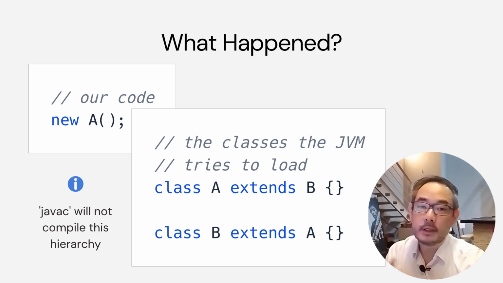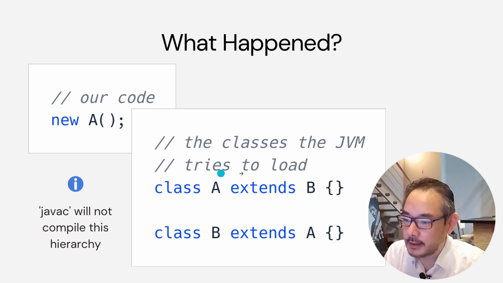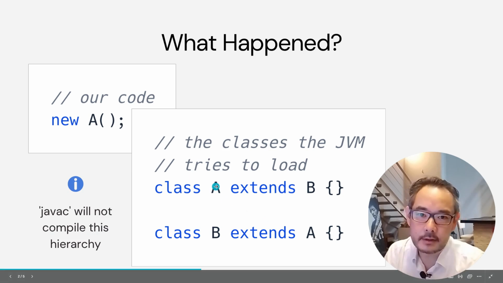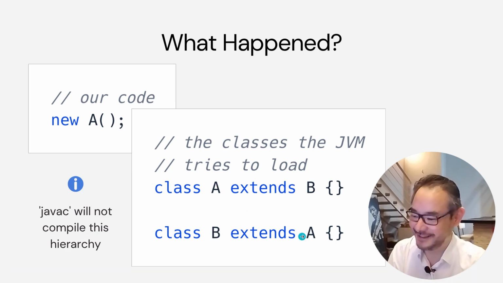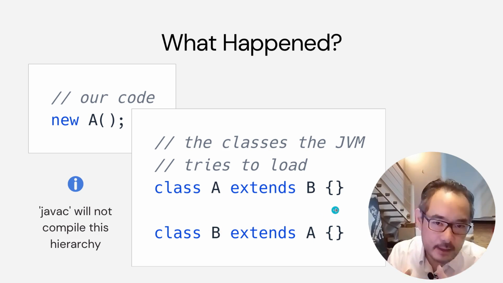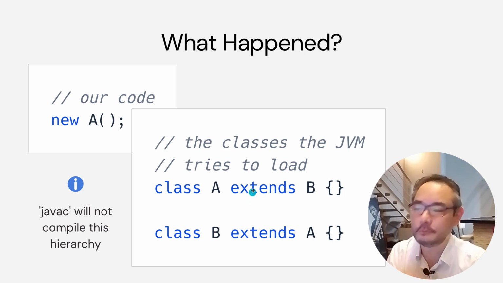And that's a problem. Why? Because the superclass of the A class is the B class. The superclass of the B class is the A class. The superclass of the superclass of the B class, which is the A class, is the B class. And the superclass of the B class is the A class, and so on and so on. This hierarchy will never ever reach java.lang.Object.